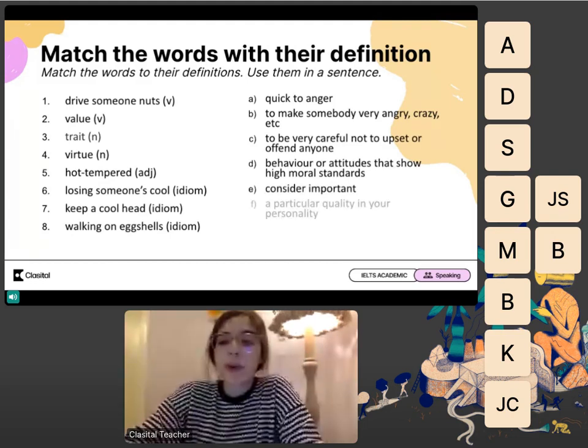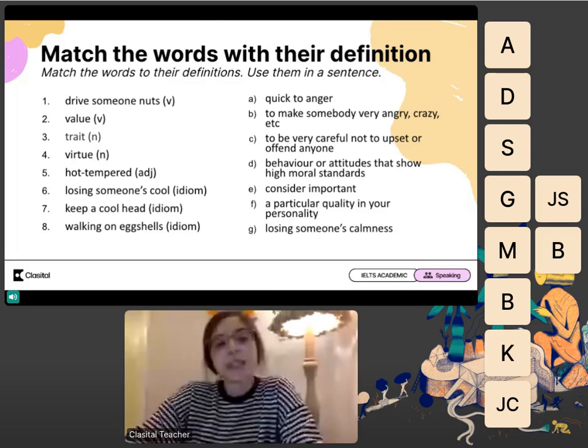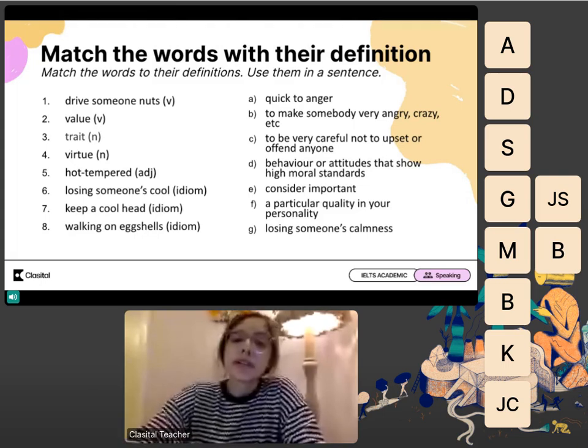I'm sharing them one by one. Okay, so these are the definitions and the words. Let's try matching them together.